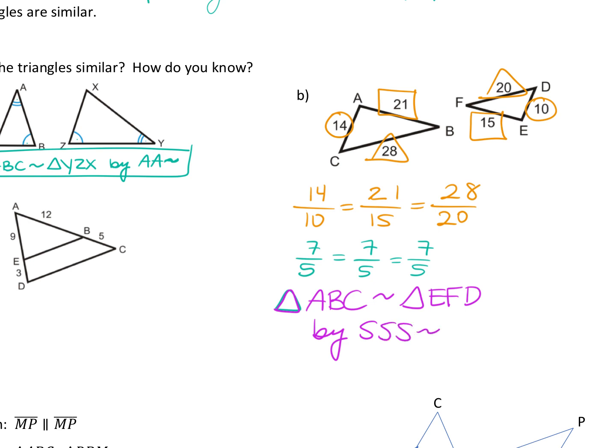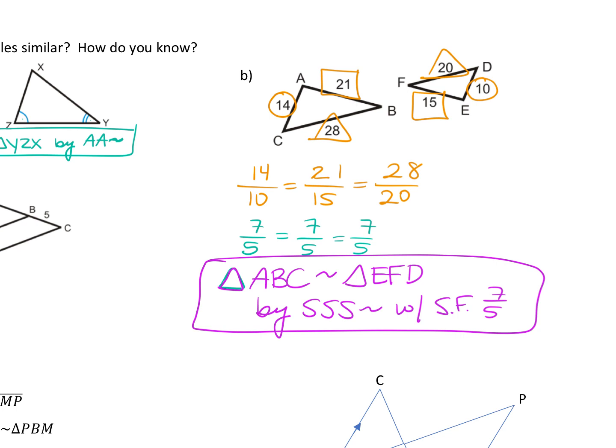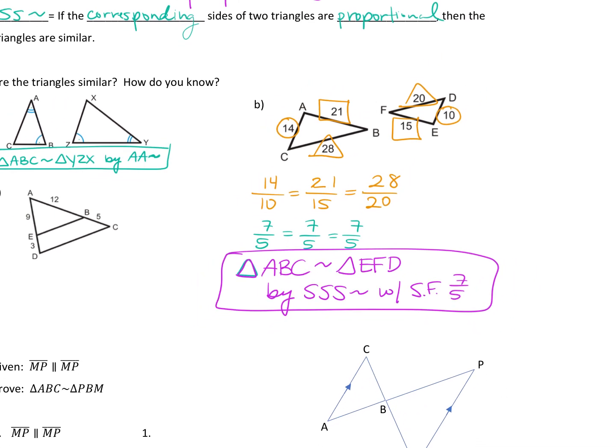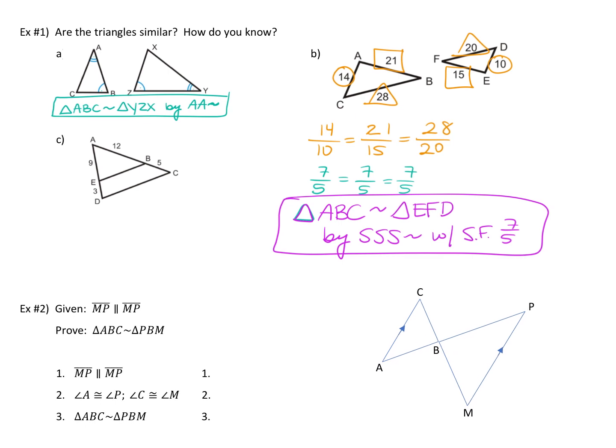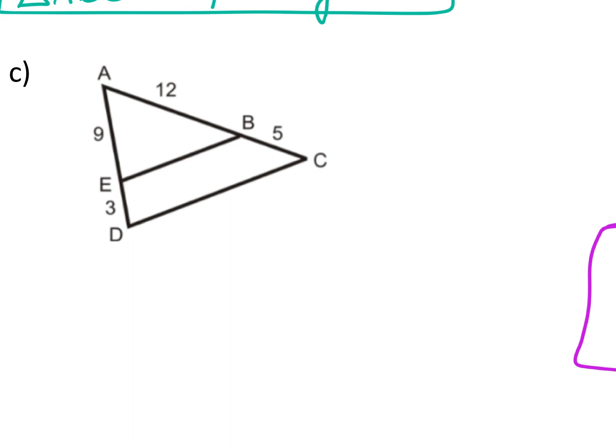By SSS with a scale factor of what? 7 to 5. Not 5 to 7, right? But if you had said EFD to ABC, then you could say 5 to 7, okay? But not on this one, 7 to 5. Questions on that? So we always have to put the scale factor if there's a scale factor. Yeah, SSS and SAS should both have scale factors. Anything that has an S in it, because that's the sides being proportional. S for scale factor.